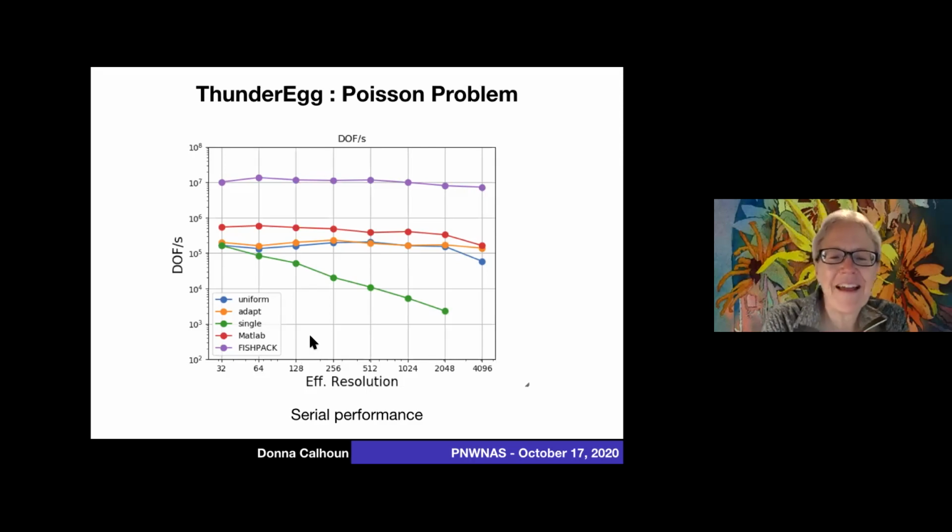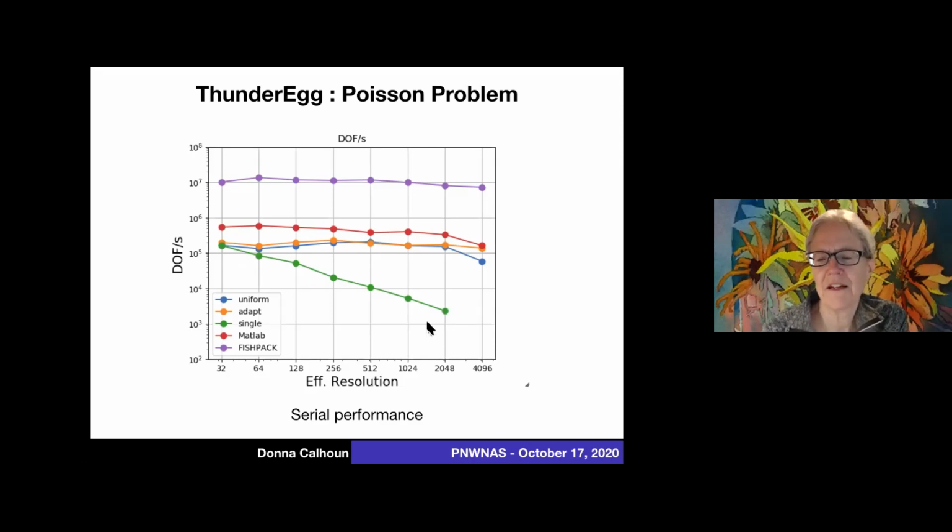What we see here is that the nice thing is the difference between the uniform and the adaptive solver for ThunderEgg, this blue and this orange, are effectively the same. So we basically take no cost hit for solving on an adaptive mesh versus solving on this uniformly refined mesh. It also shows you that just solving using BiCGStab on a single grid, you're just going to lose performance.